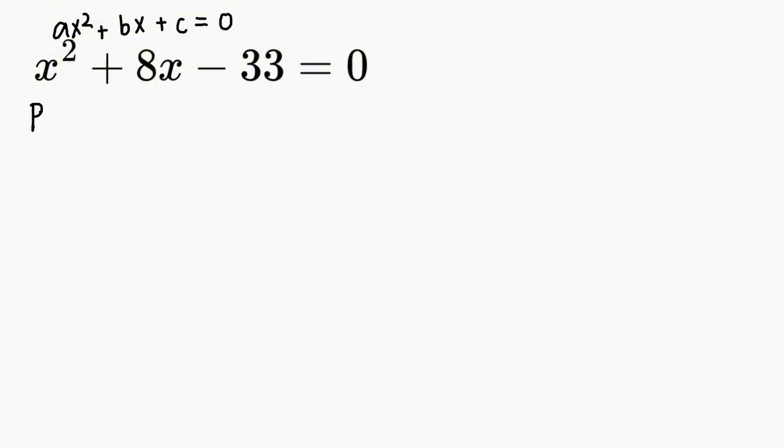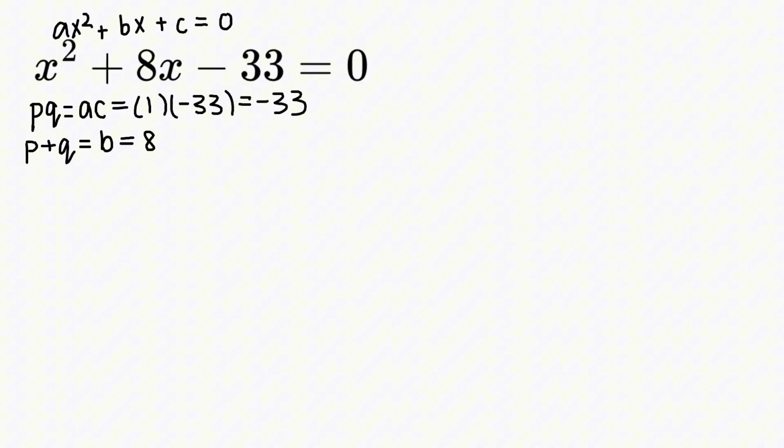So we're looking for p times q, that's equal to AC, which in this case is 1 times negative 33, which equals negative 33. And p plus q is going to add up to b, which in this case is 8. Now, let's look for our numbers. Because p times q is negative, we know that one of these is negative and one of them is positive. So let's start with 1 and negative 33, 3 and negative 11, 11 and -3, and 33 and -1.